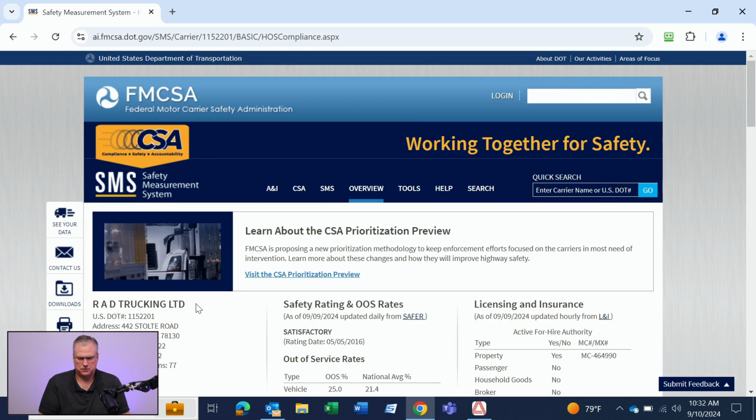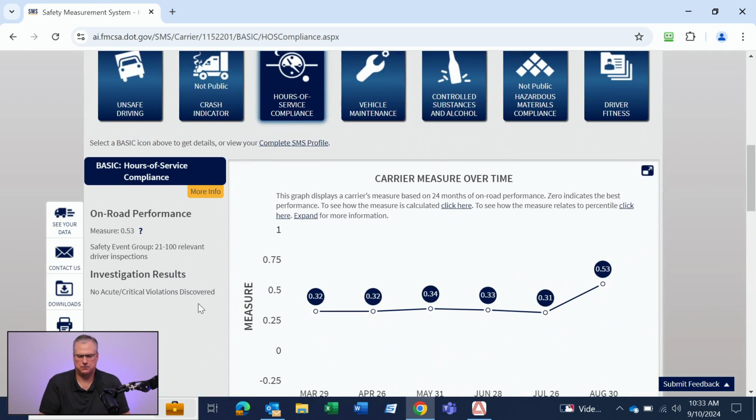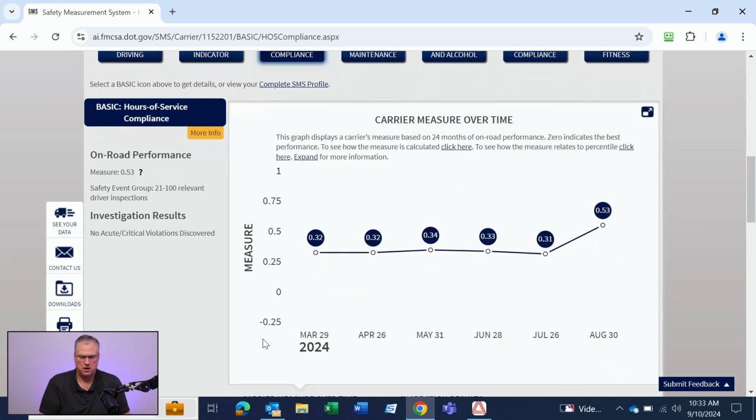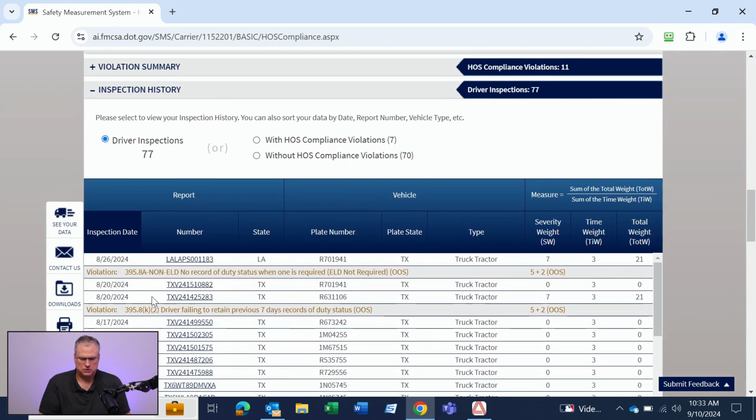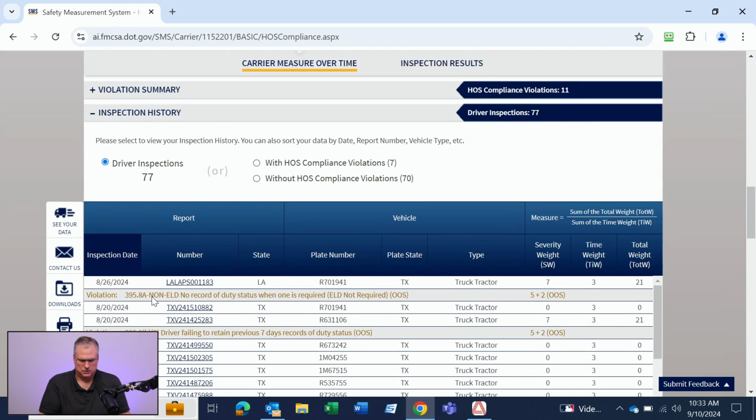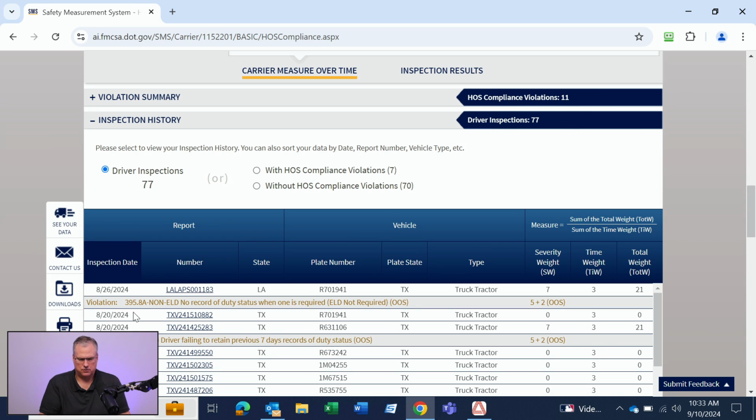Now, hours of service compliance has to do with your ELD device and whether your driver is driving too many hours most of the time or not. So if you look at these inspections, you'll see some information down here. As we click through, you're going to see, hey, the non-ELD violation: no record of duty status when one is required. So there was just no record of how many hours this driver was driving, so he got put out of service. And so that's going to count against your percentage for drivers out of service.